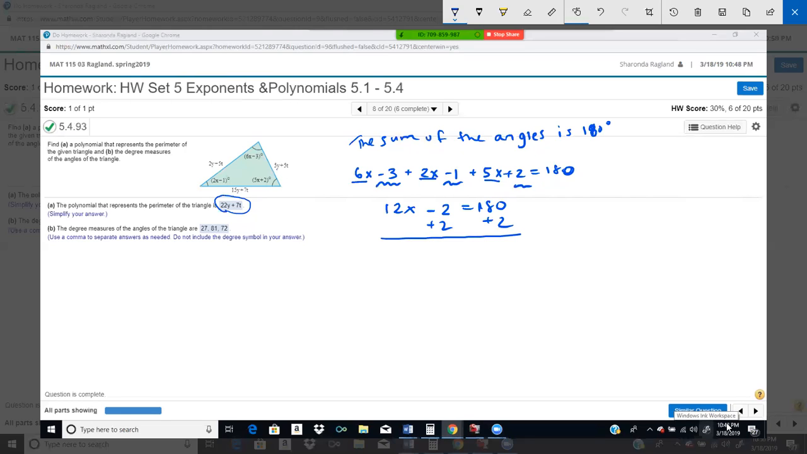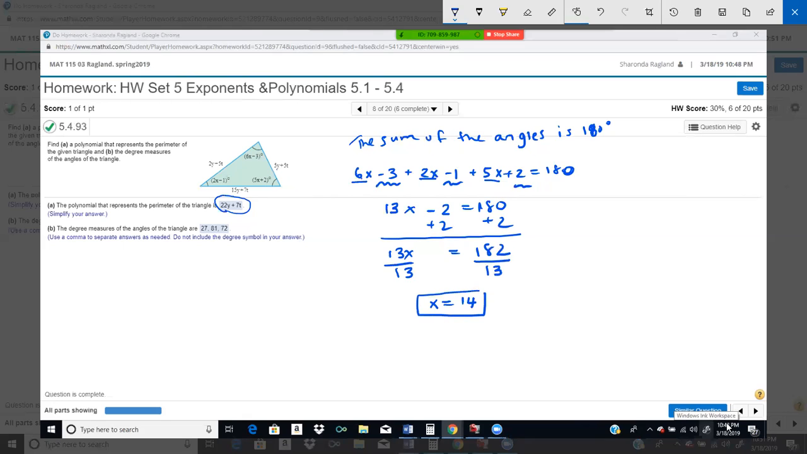Oh, this is 13. This 8 and 5 is 13. Okay. Because that's 8 and 5, yes, 13 and 12. All right, so we have 13x is equal to 182. Make sure I have that, okay. And then divide by 13. All right, and so x is equal to 14.